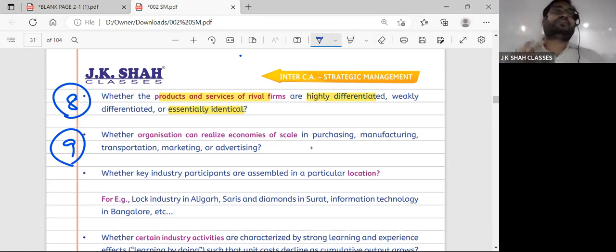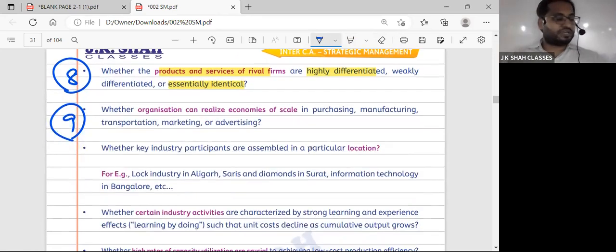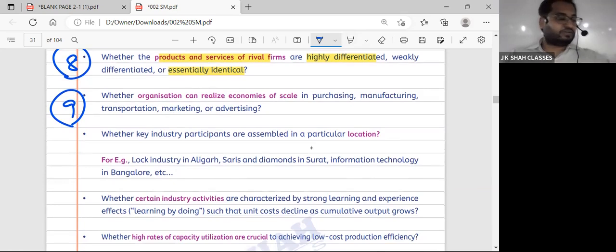You need to check whatever business you are going to do. Does it have high demand? Can this be sold in bulk? If this can be sold in bulk, then you will manufacture in bulk so that the cost comes down. So whether the organization can realize economies of scale. 10th point, I call this cluster. What is cluster? Group. Very good.